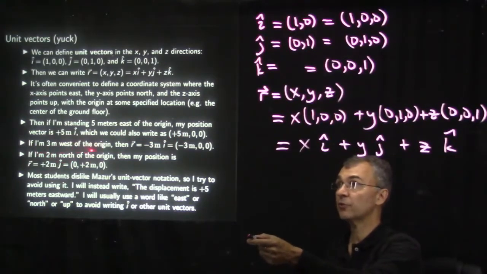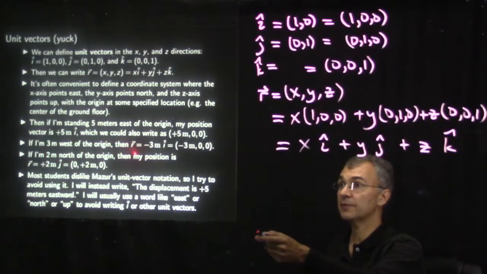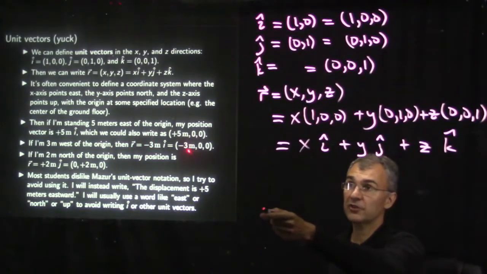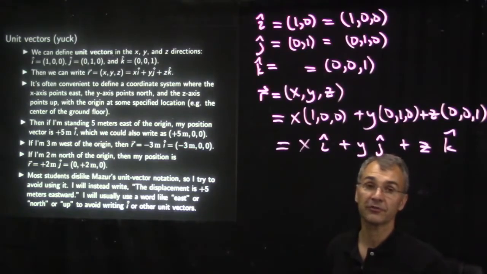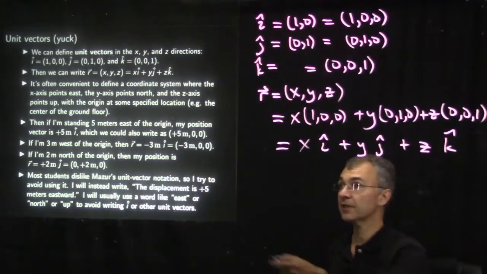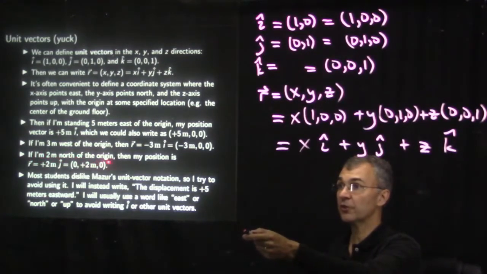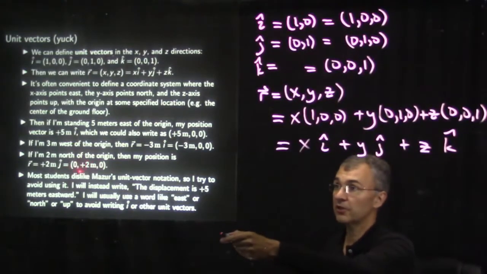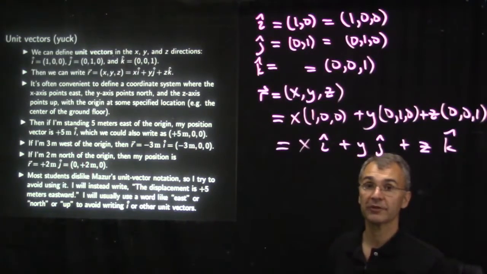If I'm 3 meters west of the origin, then I'm at minus 3 meters I hat, which you could write as the ordered triplet, minus 3 meters, 0, 0. Or if I'm 2 meters north of the origin, my position is plus 2 meters j hat, which is the ordered triplet 0, plus 2 meters, 0.